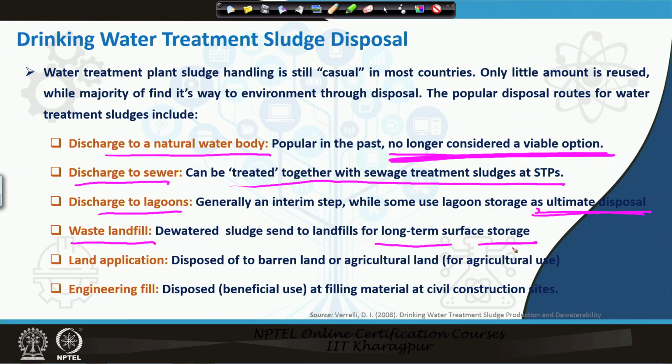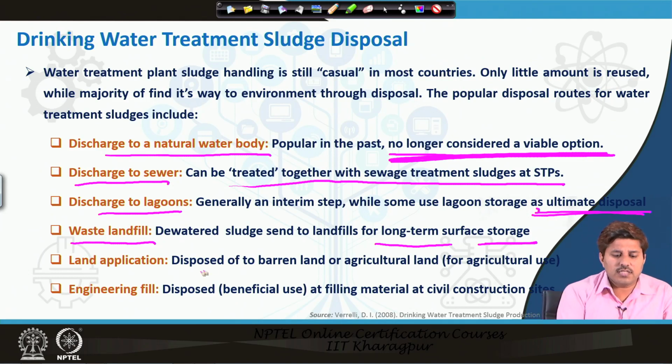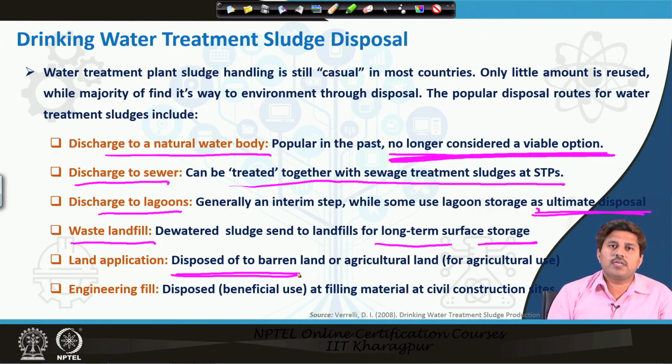Then land application, again disposed to barren land or agricultural land. Particularly if it is being disposed to agricultural land for some purpose, you can consider that as a reuse option or beneficial use option, but otherwise many times it is just disposed to barren lands. So that's a sheer disposal option because it does not have any intended use where it is being applied. The land is considered as a dump site and the dewatered or dried sludge is dumped there.